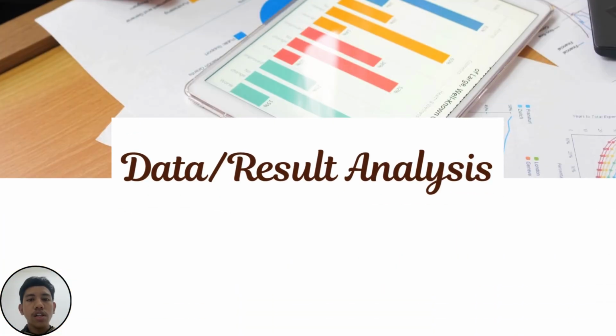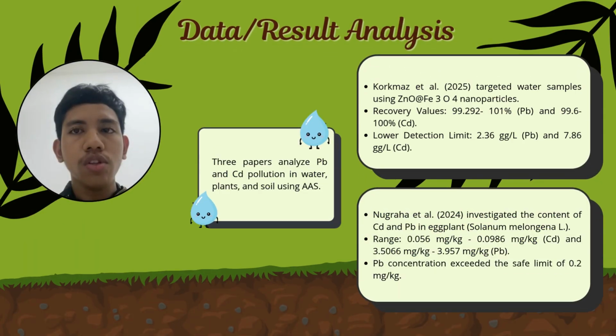For data and result analysis, for Korkmaz et al. 2025 using solid waste extracting ZnO and Fe3O4 particles, excellent recovery value of 99.2 until 101% in the case of Pb and 99.6 until 100% in the case of Cd. Low detection limit of 2.36 micrograms per liter in the case of Pb and 7.86 micrograms per liter in the case of Cd. For Nugraha et al.